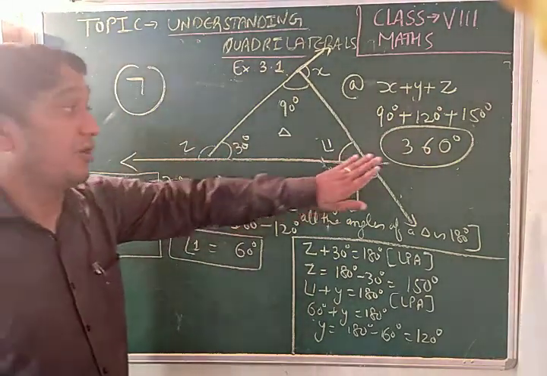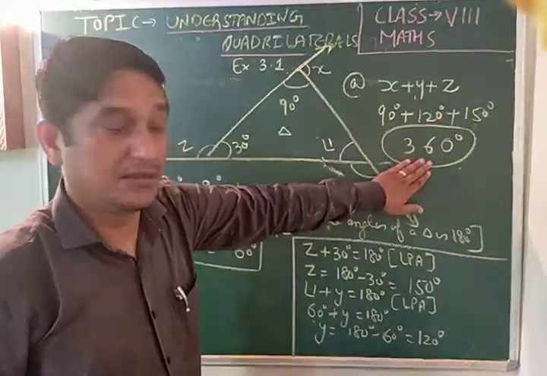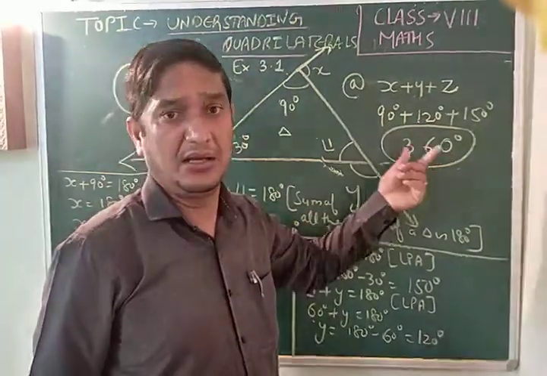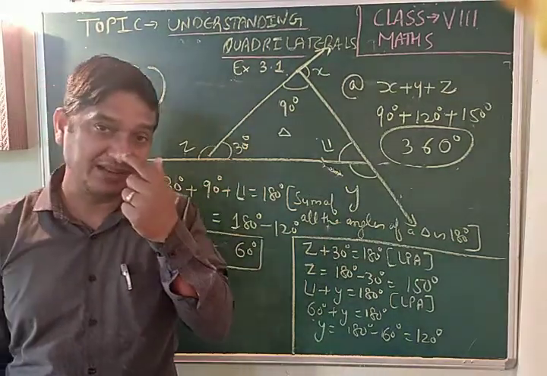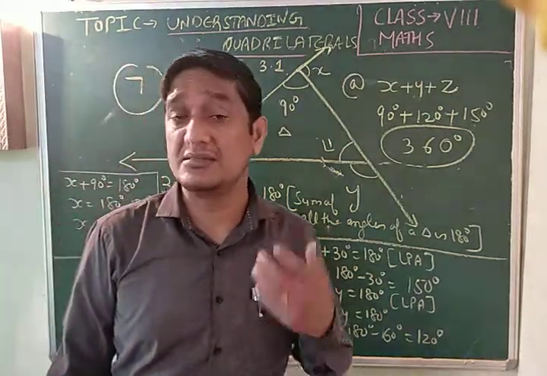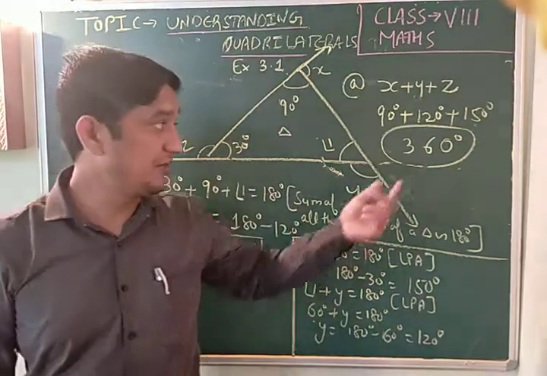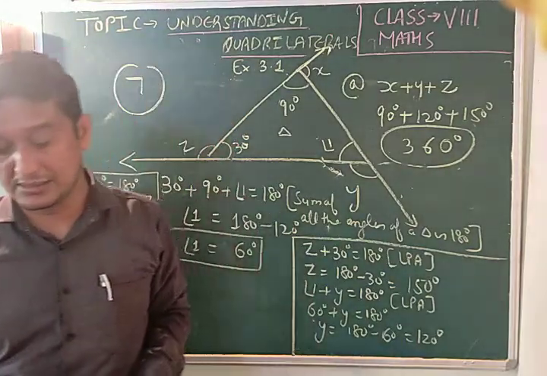Children, this is a concept. This is a fact. The sum of all the exterior angles is equal to 360 degree. Any polygon, whether it is a quadrilateral, pentagon, hexagon, triangle, square, rectangle, whatever, the sum of all the exterior angles of a polygon is 360 degree.